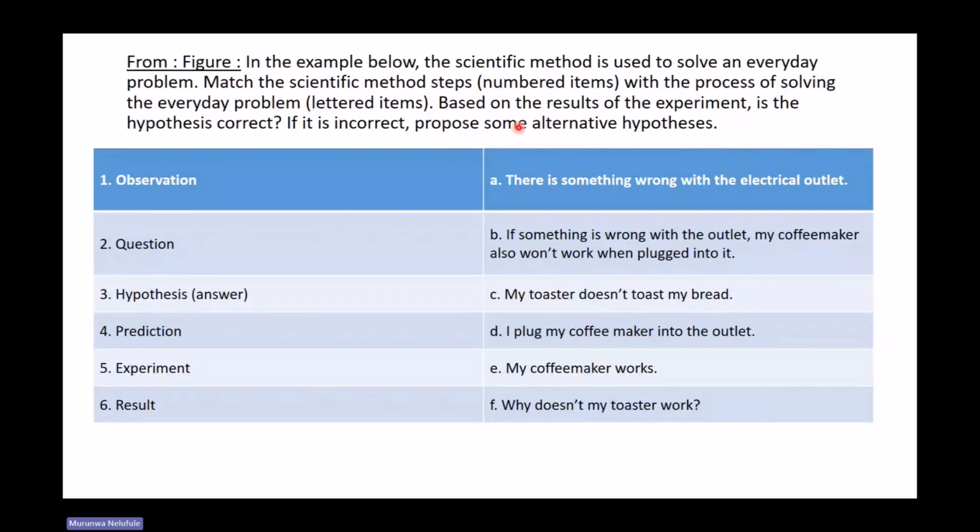Then, this figure, what are they saying we should do on this figure? They're saying in the example below, a scientific method is used to solve an everyday problem, and match the scientific method steps numbered to the numbered items with the process of solving the everyday problem. That is the letters in the item. Based on the results of the experiment, is the process of the hypothesis correct? If it is correct, propose the new alternative. Do you hear the question? What is it asking? Before we go to the answer, is the question making sense? Do you get the question?